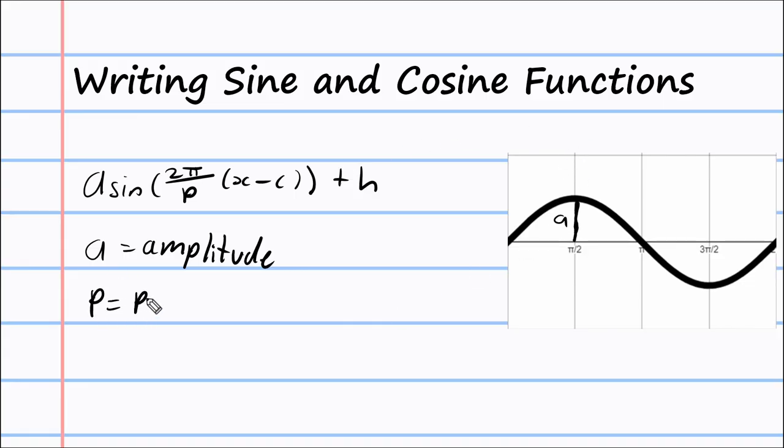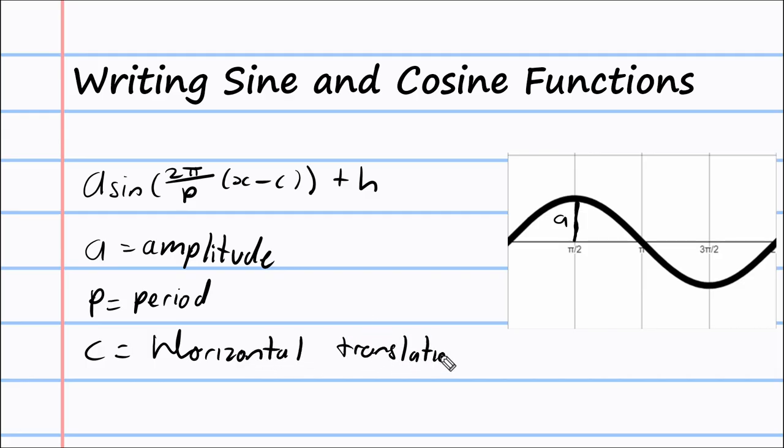P is the period, which is how long it takes to finish one cycle. And c is the horizontal translation. And h is the vertical translation.